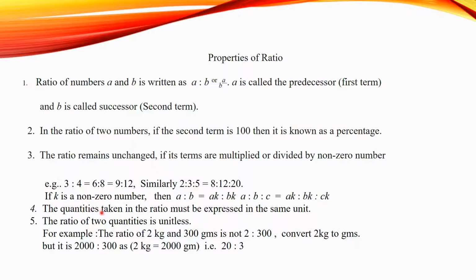For example, the ratio of 2 kg and 300 grams is not 2 is to 300. We have to convert 2 kg to grams, so it is 2000 is to 300, as 2 kg is 2000 grams. Therefore, the ratio becomes 20 is to 3.